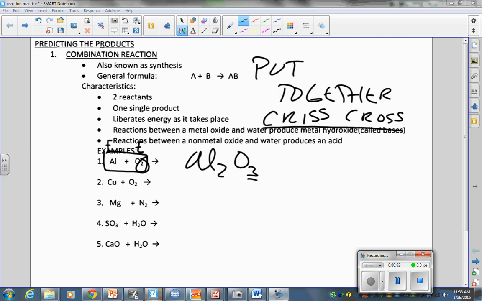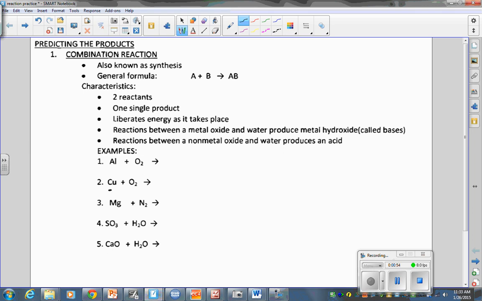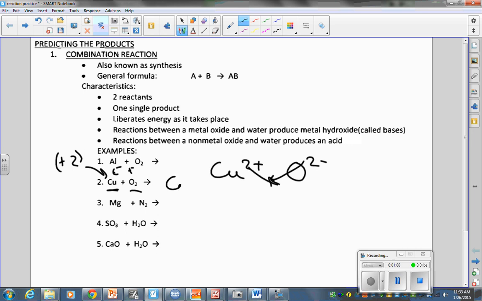Fresh. Next one. If I look here at copper, they would tell you the charge. Let's say this is 2+. Oxygen. Element and an element. So how do I put it together? Well, I crisscross. Cu2+, O, look at the periodic table, O2-. Crisscross the 2. I end up with CuO. And then obviously from there you'd have to balance. This is just going over predicting.